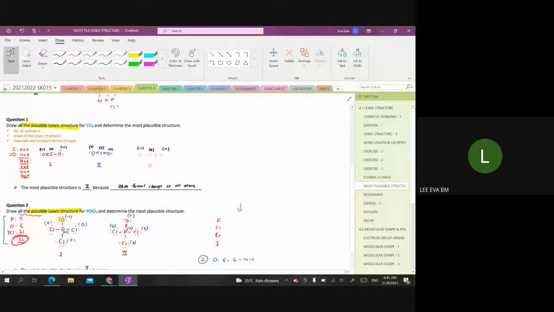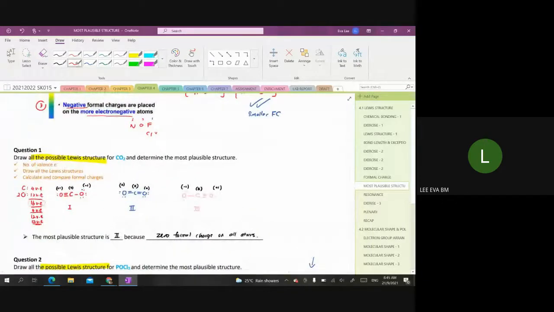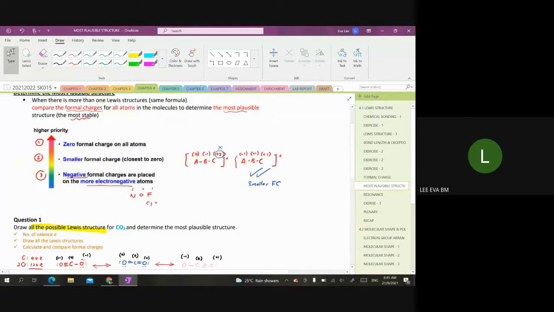Okay, so for carbon dioxide for example, madam can also put it, because these three structures are resonance. So I can put my resonance arrow between these three structures. And then you have to make sure you understand both of these actually link to the same question. Which one is the most plausible structure? So we still use the priority reason here.